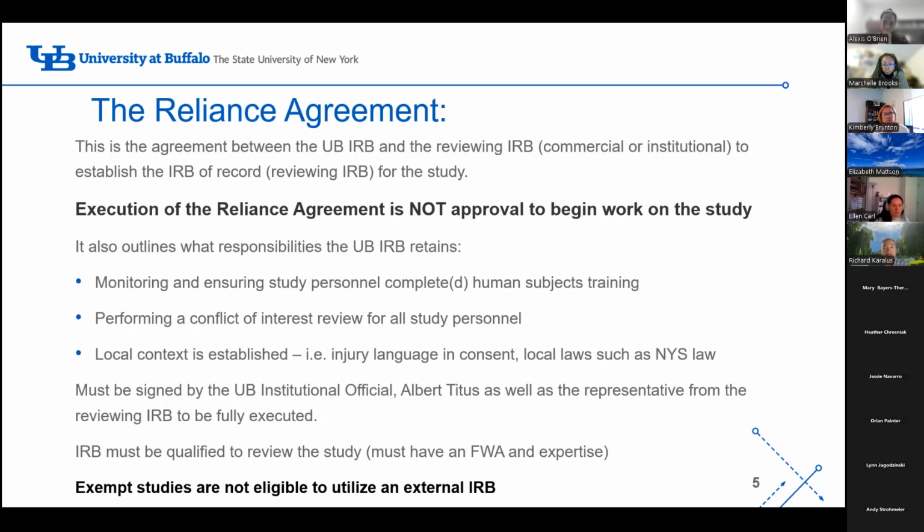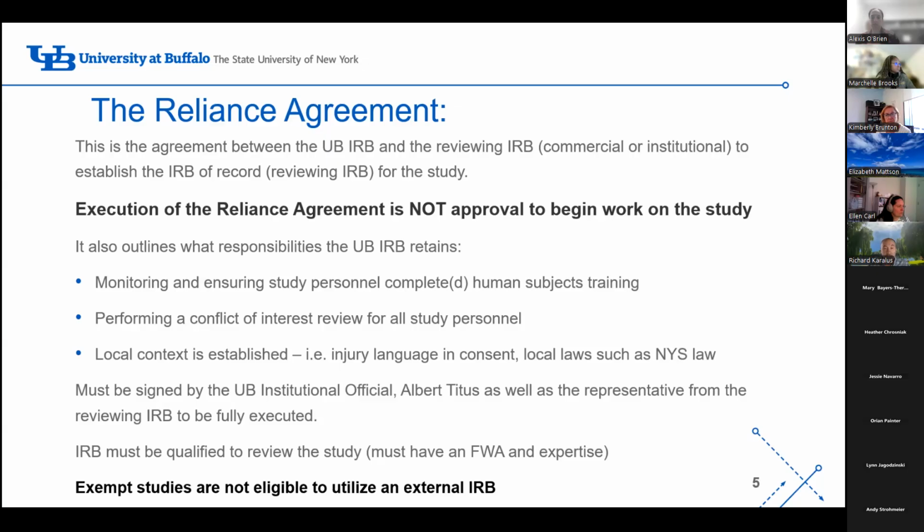Each institution will have its own injury language, and like I said, when you're a reviewing IRB, in most cases you're going to understand that and ask for the local injury language to be put in each consent. The local laws are mostly our New York State mental hygiene laws. They deal with some special protection for children and cognitively disabled persons. The commercial IRBs, a lot of them have expertise in the local law, so we just point out that we're from New York State and they know the New York State laws.